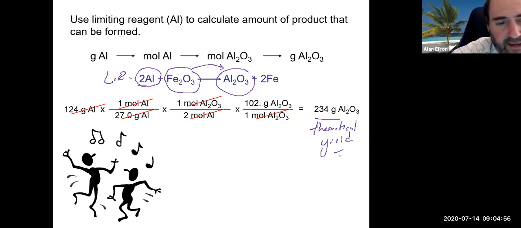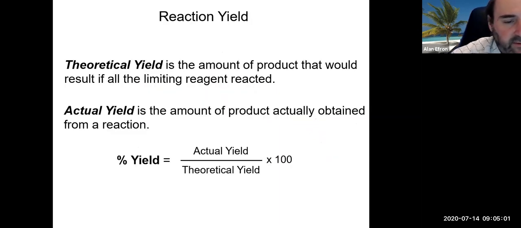All right, so let's talk a little bit about yield, since we're talking about the theoretical yield here. There are sort of three yields that we deal with. One is the theoretical yield, which is essentially what we just calculated there. The theoretical yield is really your maximum yield. It is basically the amount of product that you should produce based on the reaction or the equation and how much you started with. So for example, in that last one, the 234 grams was the theoretical yield.